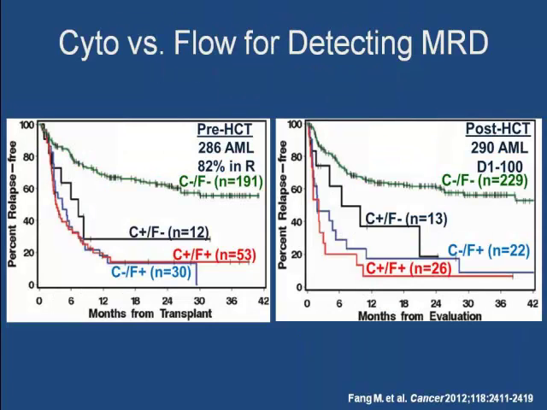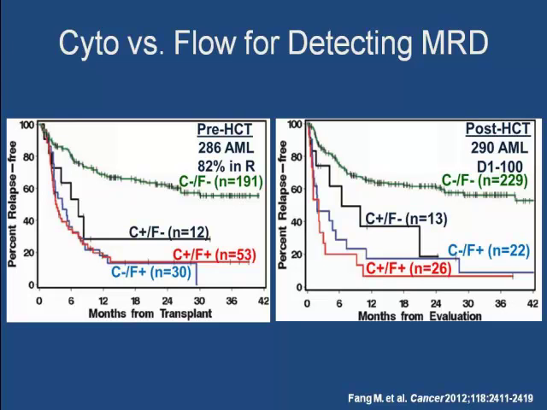There are obviously many ways to detect minimal residual disease, and it's unknown at this point in time which is the best method. And this is one analysis done at the Fred Hutch comparing cytogenetic versus flow cytometry for detecting minimal residual disease in both the pre-transplant and post-transplant setting. It's probably not surprising to us to find that the best group were patients who were cytogenetic negative and flow negative in both settings. But what I found surprising is that it didn't matter if you detected MRD by cytogenetics or by flow or by both.